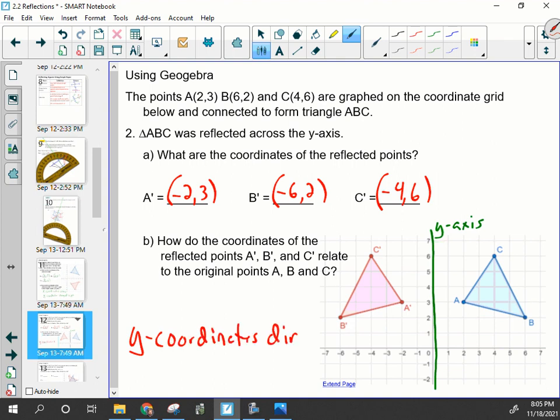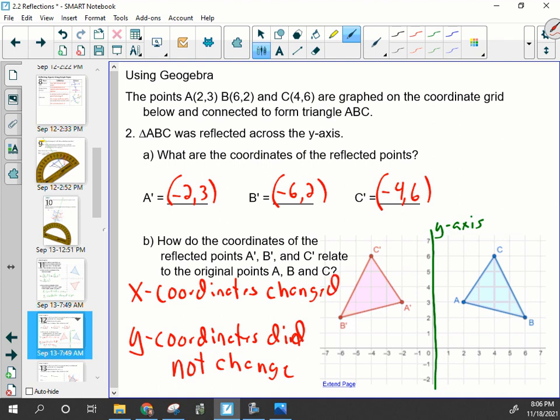But what the x coordinates did, the x coordinates changed the sign. They went from being positive to negative.